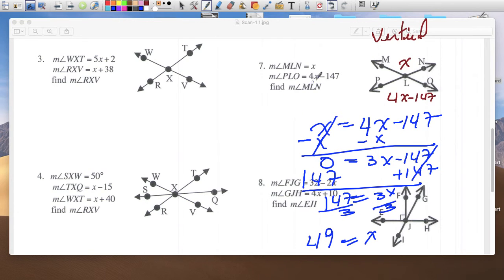And we're asked to find MLN. So M and L, so x equals 49. That whole thing is 49 degrees. That was actually simple.